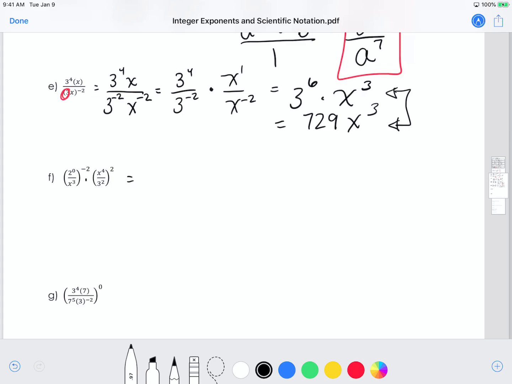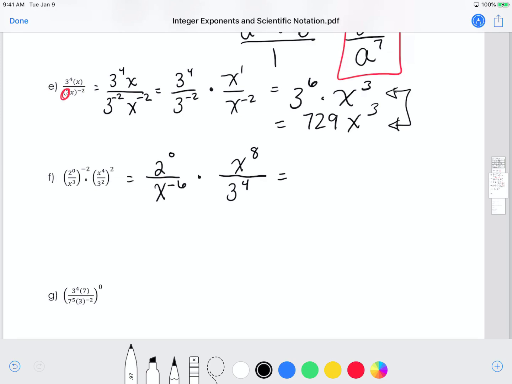And when you raise a power to a power, you multiply the exponents. So in the first fraction, I have 2 to the 0 times a negative 2. So I'm going to take that 0 and multiply it by negative 2, and that's still going to give me 2 to the 0. In the denominator, I have x to the third, and I'm raising it to the power of negative 2. So that's going to give me an x to the power of negative 6, because I multiply my exponents. For my second fraction, that's going to give me x to the 8th, because I take the 4 times the 2. And then in the denominator, I have 3 to the 4th, because I take the 2 times the 2.